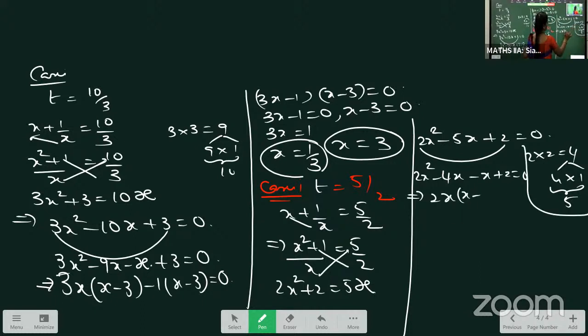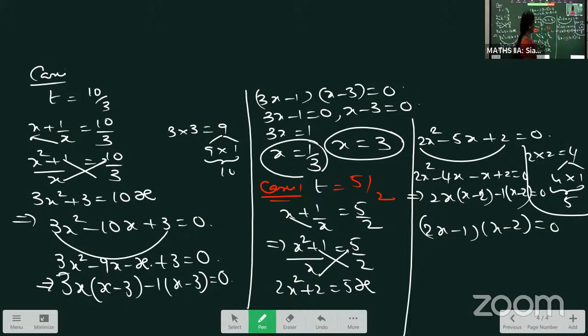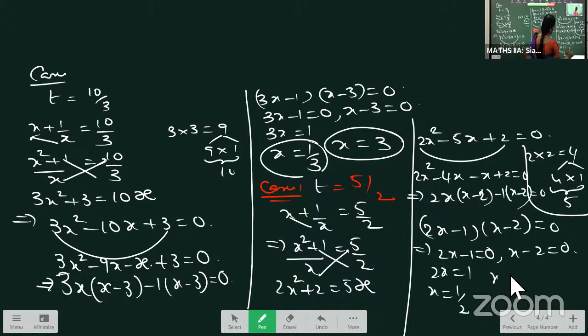Take 2x as the common, then x minus 2. Here take minus 1 common: x minus 2 is equal to 0. Then we'll have 2x minus 1 and x minus 2 is equal to 0. So 2x minus 1 is equal to 0 and x minus 2 is equal to 0. 2x is equal to 1, then x is equal to 1 by 2 and x is equal to 2.